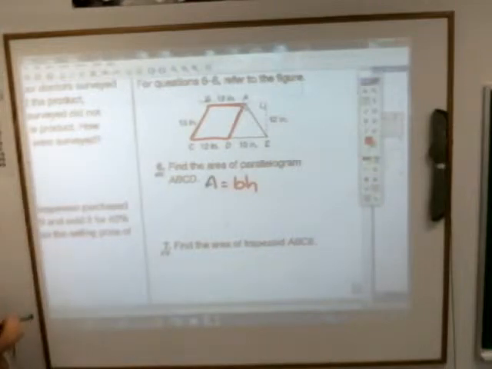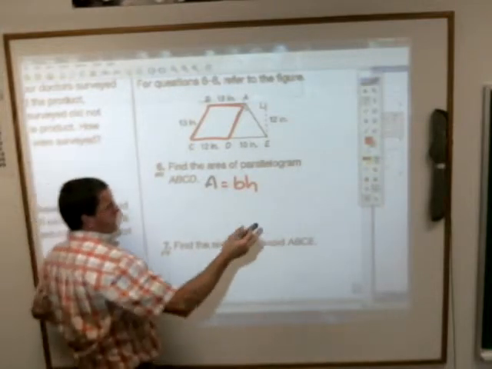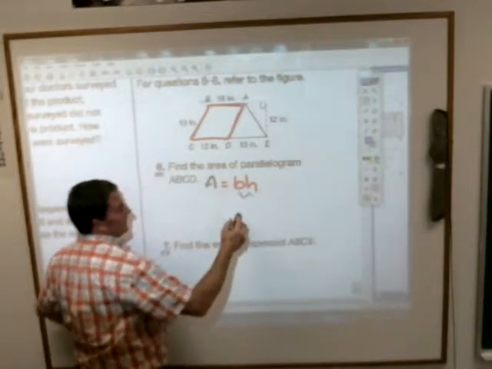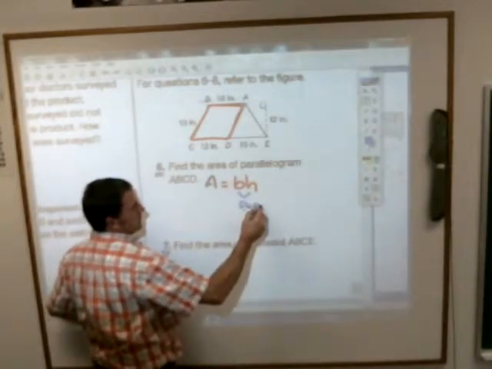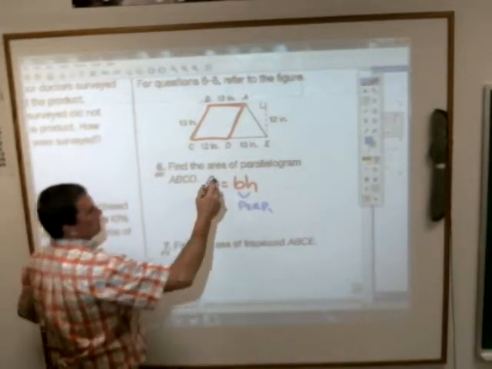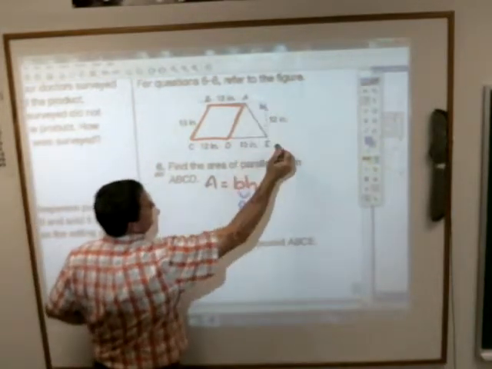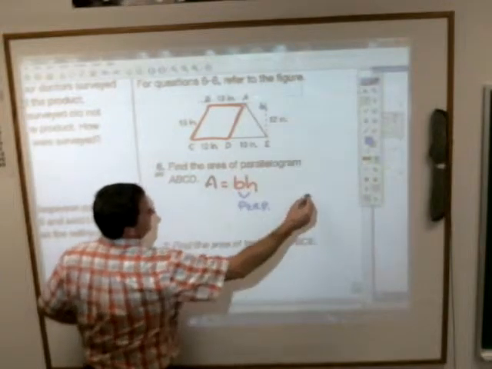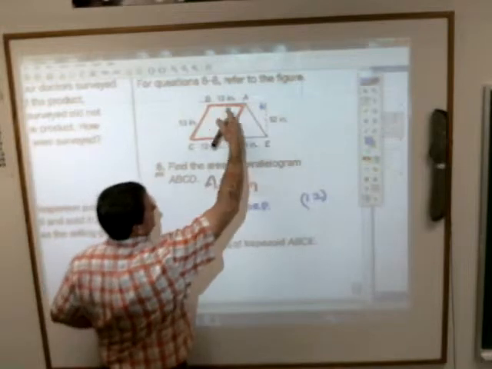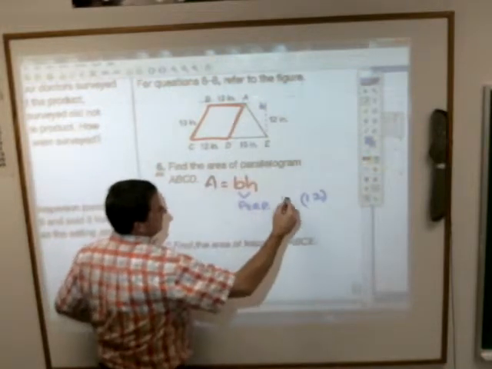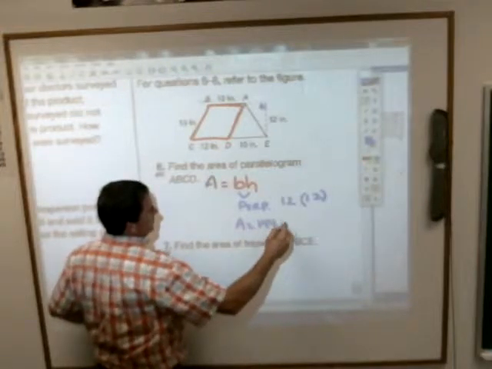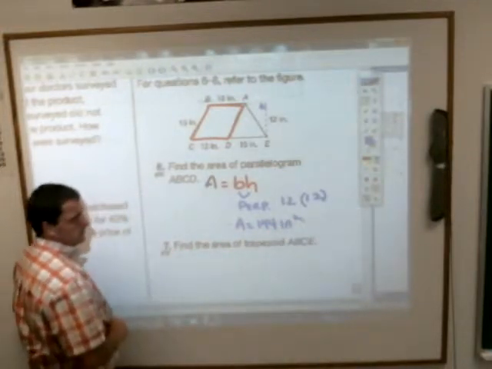Really, it's no more than a little square that's squashed. And you just have to remember that anytime you see the words base and height in math, they have to be perpendicular. So you have to look for that little square. And the little square is right here. 12 is the height, and the base is 12. It doesn't matter which of these you call base. So that's where they came up with the 144, and make sure you label it as inches squared.